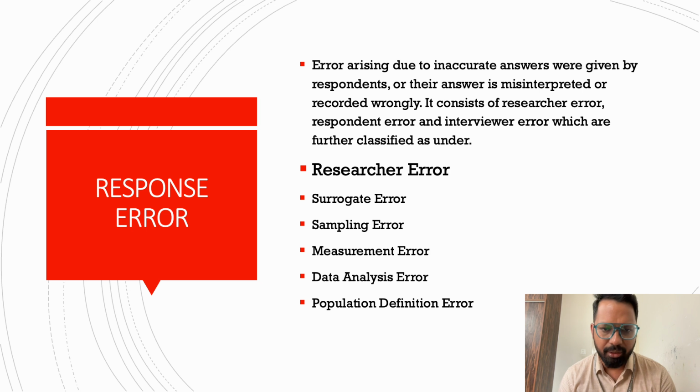So researcher error is nothing but what? It can be sampling error, it can be measurement error, it can be a data analysis error, it can be a population definition error, it can be a problem definition error. A researcher error is an error that is committed by the researcher or the investigator himself. Say if he is not defining the problem properly, that may lead to an error. A faulty sampling design may lead to this kind of issue. Then data analysis related errors, if he is committing them, are also related to the researcher's error only.